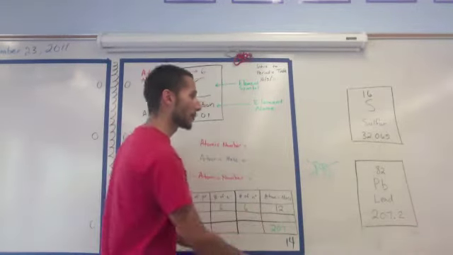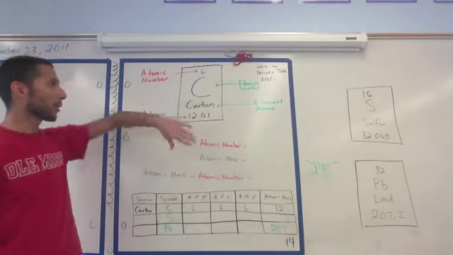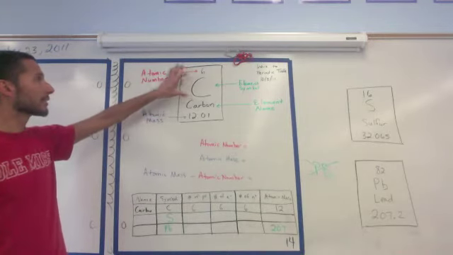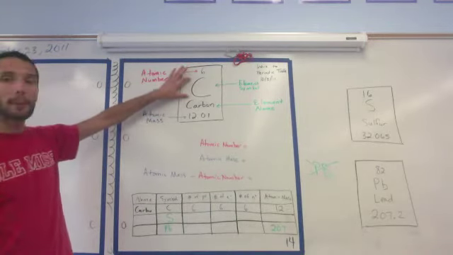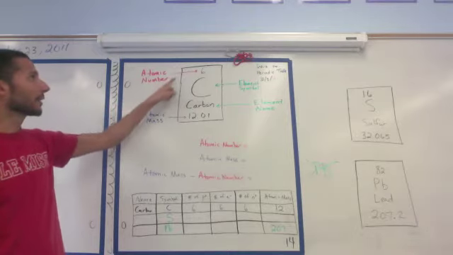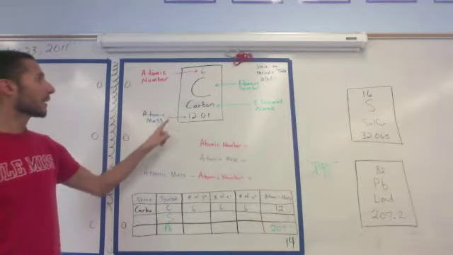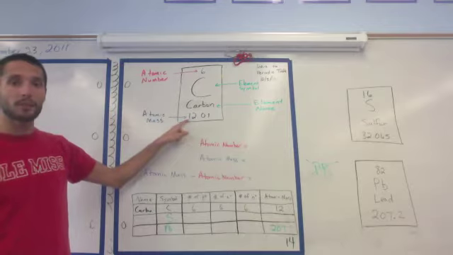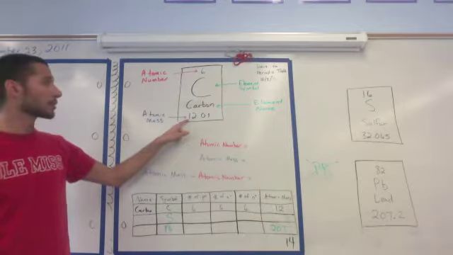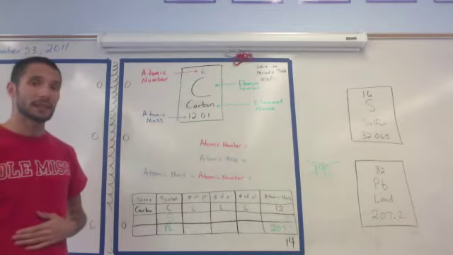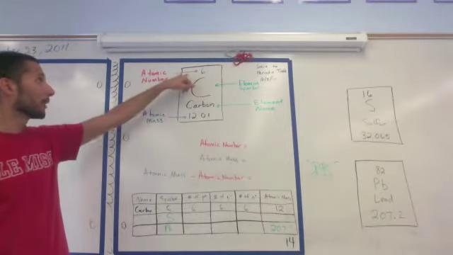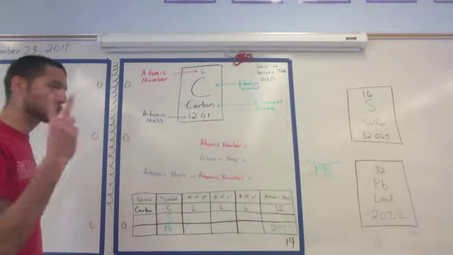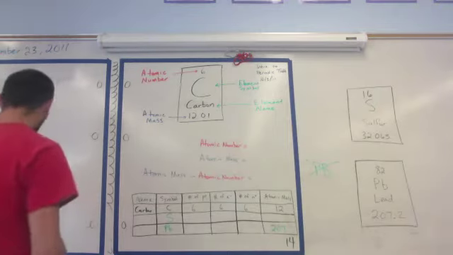Okay, so let's go ahead, we'll go back. So we're looking at carbon, and we said its element symbol is capital C. We have an atomic number of 6 and an atomic mass of 12.01. All right, these numbers are hugely important, so let's talk about what they mean. The atomic number for any element is going to give you 2 pieces of information.